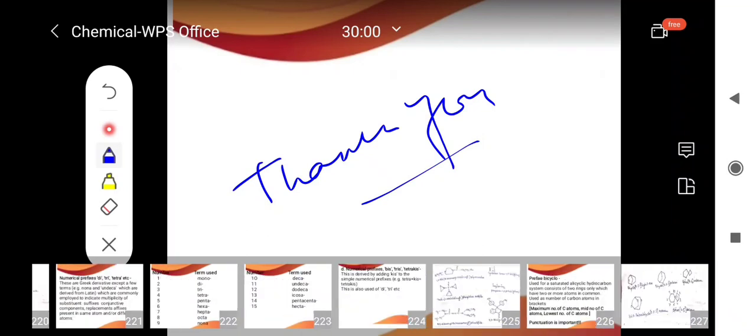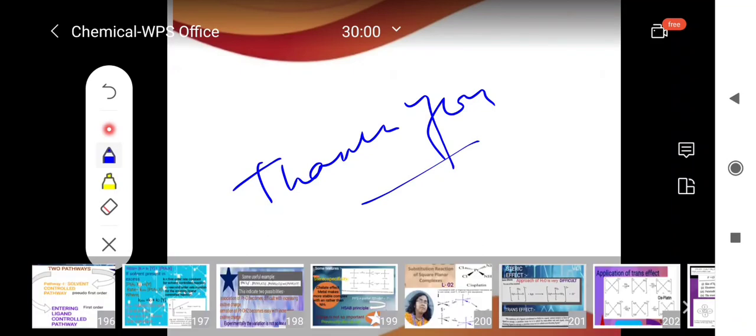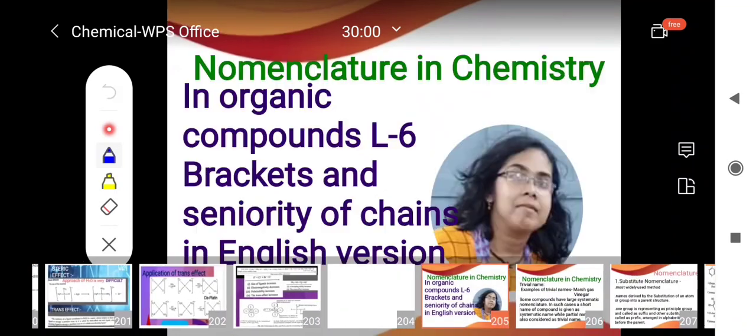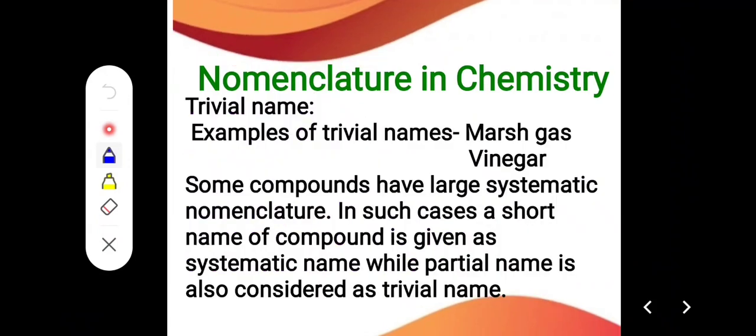Next, this is the summary. I have to consider nomenclature in chemistry, that is, trivial names, like for example marsh gas and vinegar. Some compounds have a large systematic name. In such cases, a short name of the compound is given in place of the systematic name, and a partial name is also considered a trivial name.